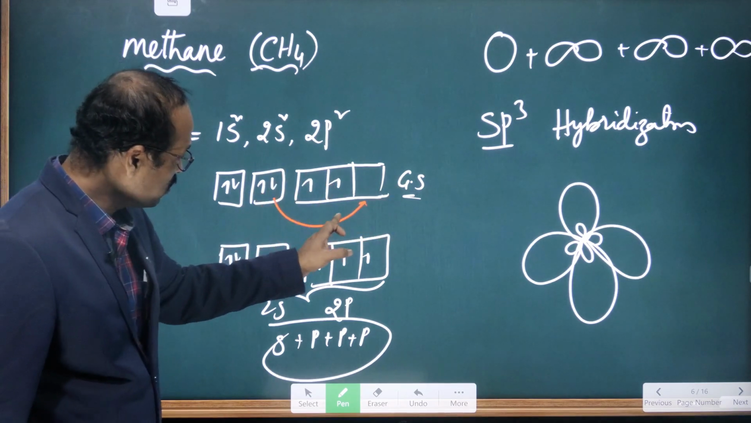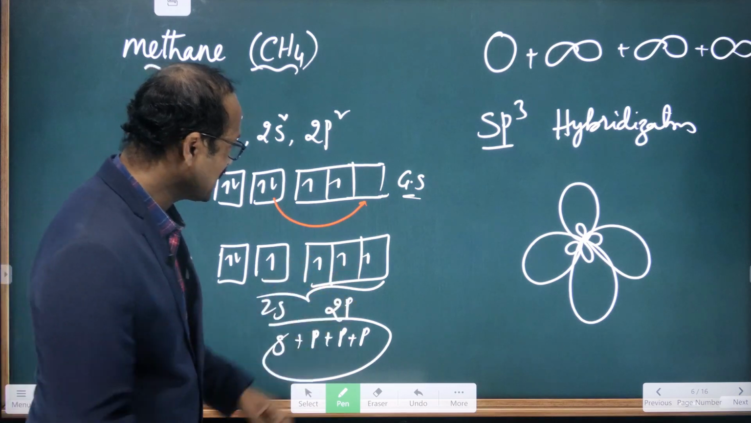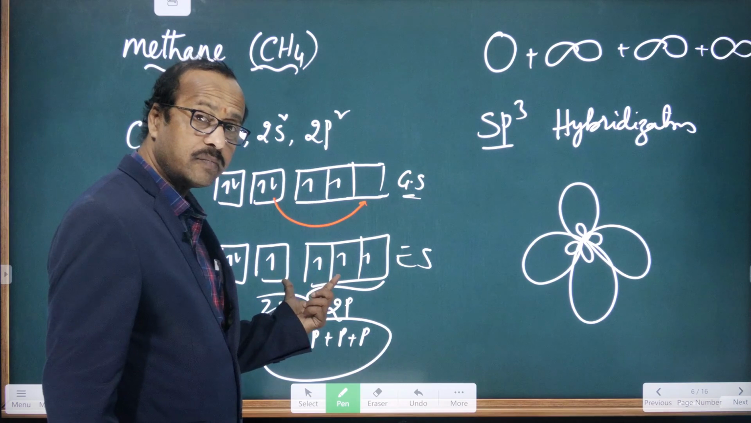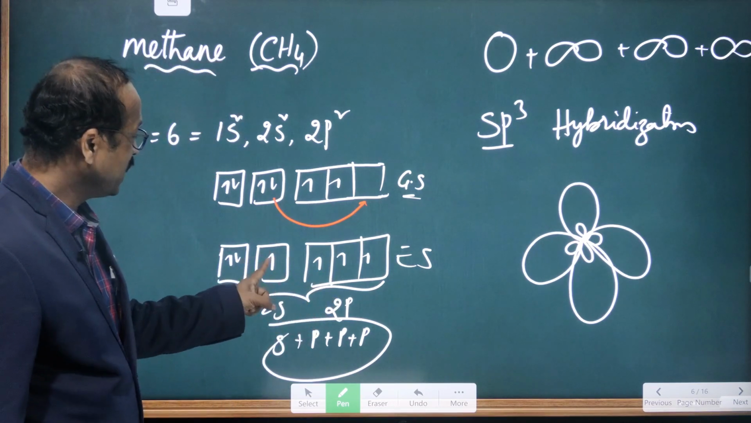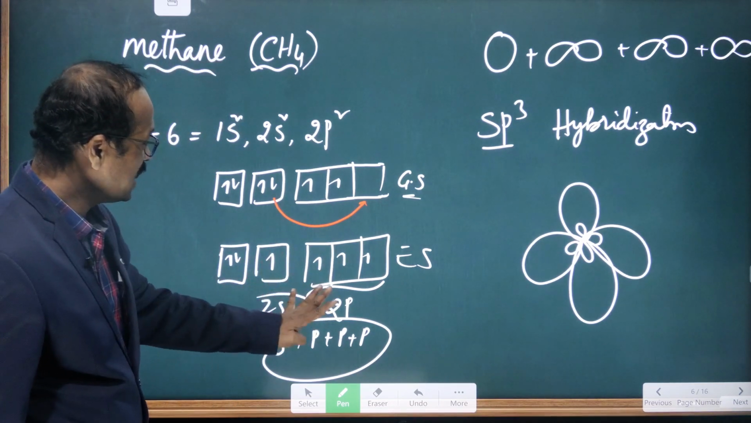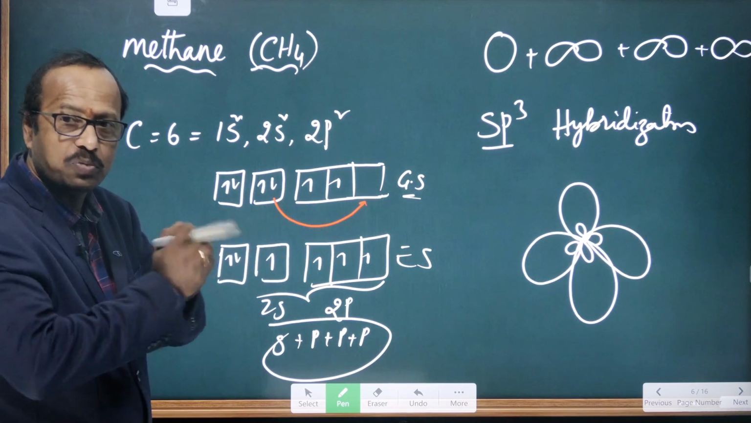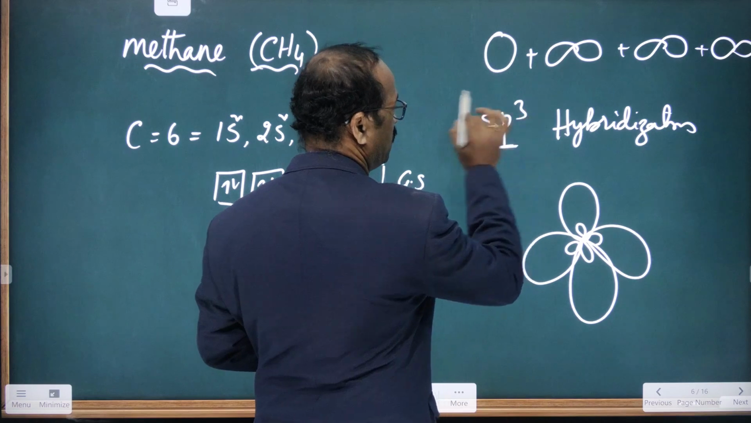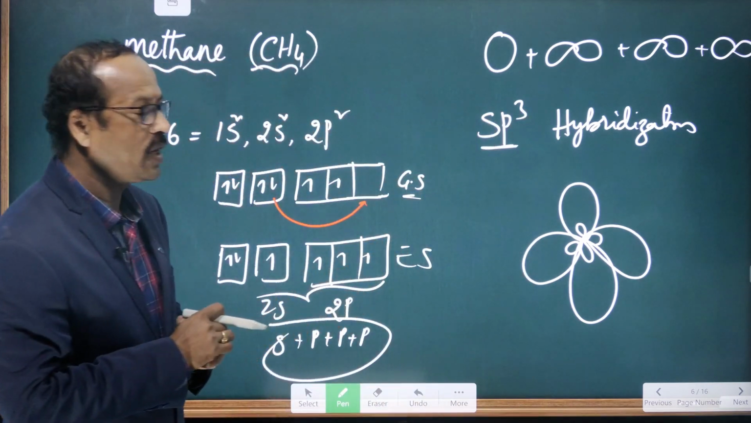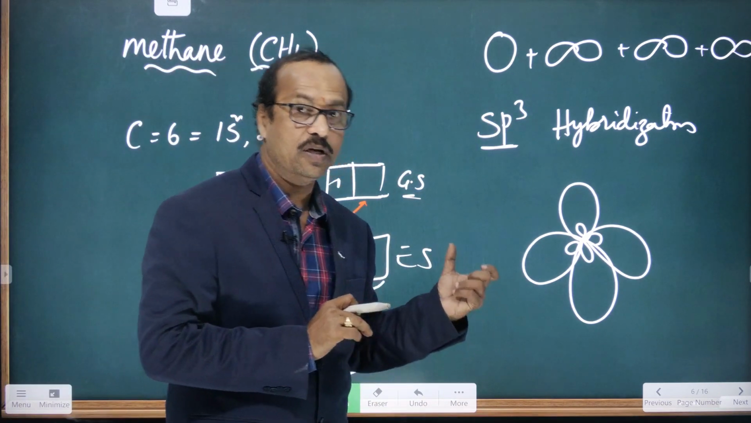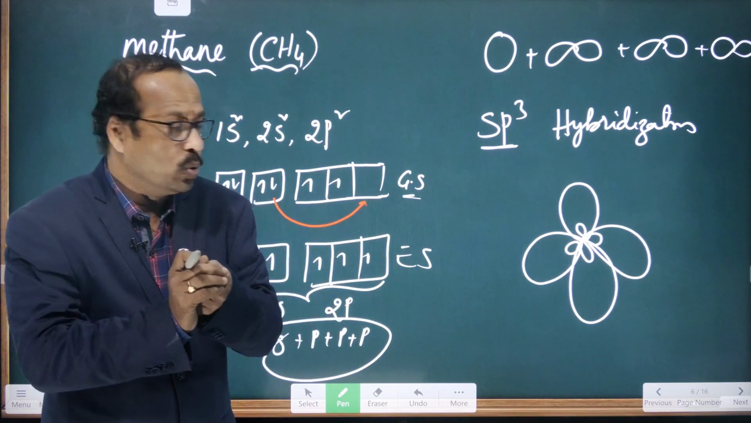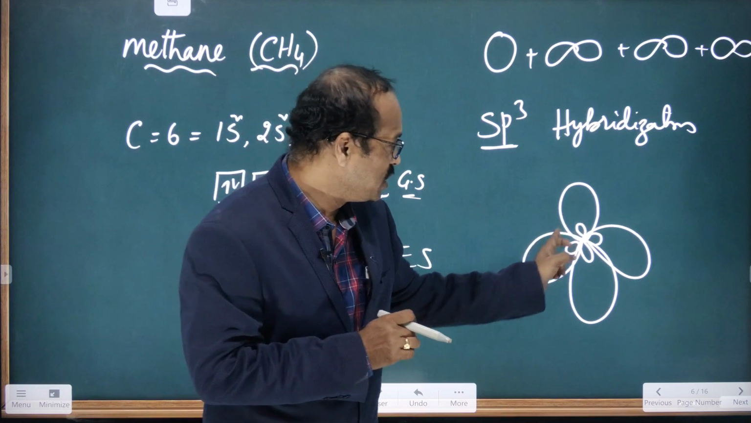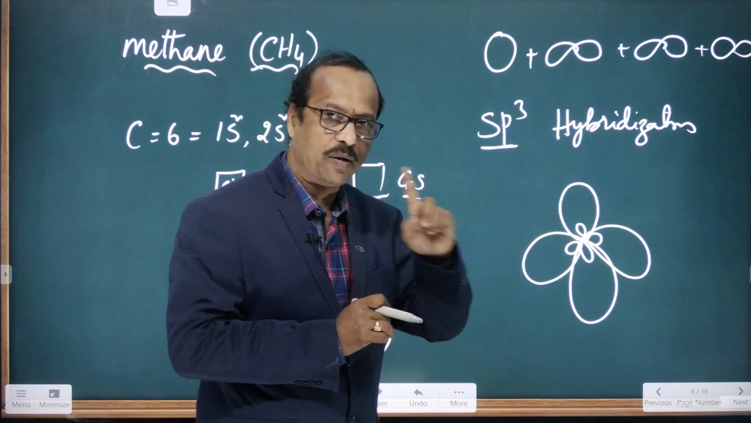One electron from the s orbital goes to the p orbital, so this is called the excited state. In the excited state there are 4 unpaired electrons, 1 in s and 3 in p. So 1 s and 3 p orbitals intermix with each other, and this is called sp3 hybridization, because 1 s orbital and 3 p orbitals are undergoing intermixing. When they undergo sp3 hybridization, they form a new set of 4 hybrid orbitals. This is a new set of hybrid orbitals.